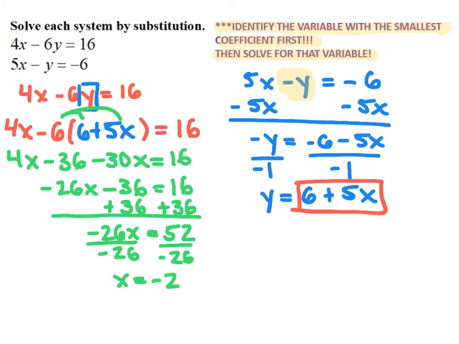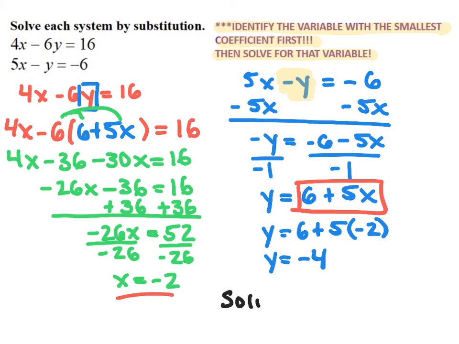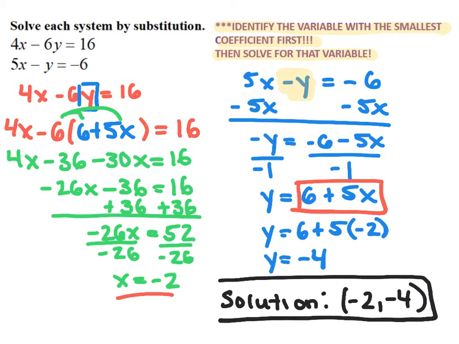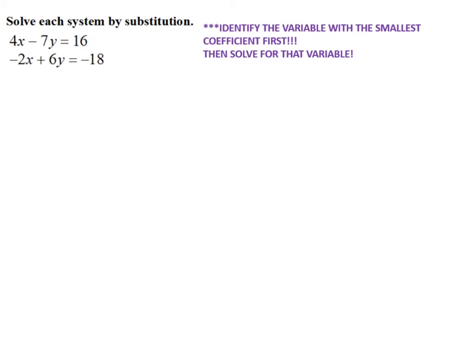Now you can take this value of x and plug into the original equation. So it'll become y equals 6 plus 5 times negative 2. So y equals negative 4. So the solution to the system is negative 2, negative 4. Pause the video and try the next example on your own.